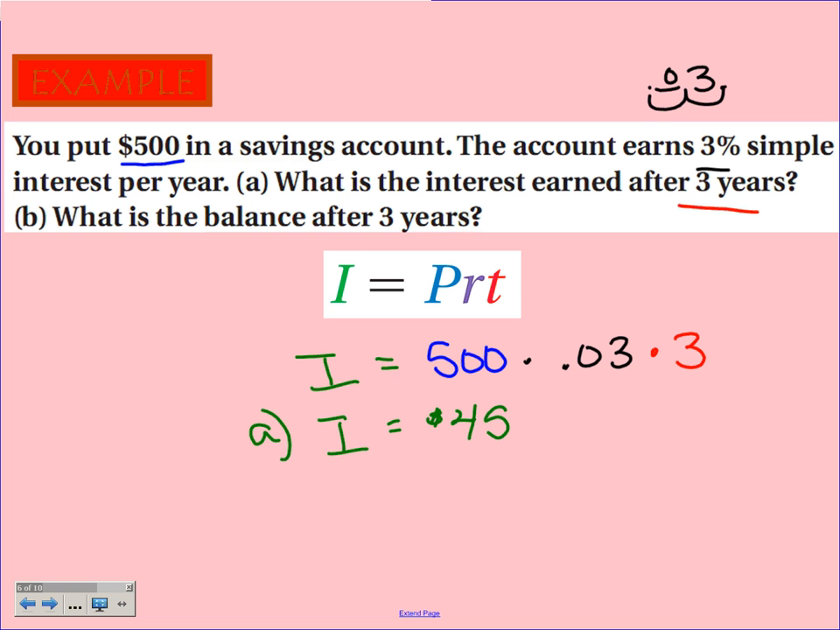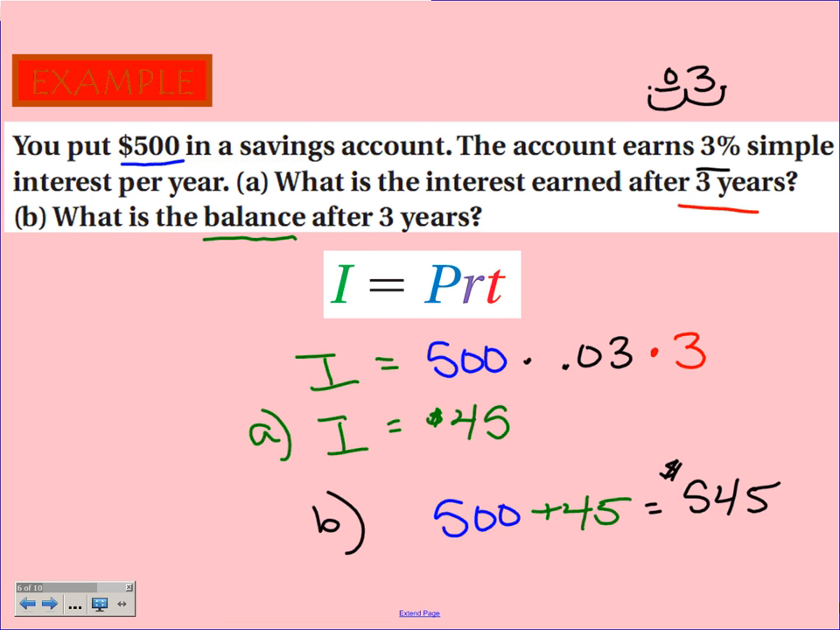What is the interest? The balance, however, includes the principal, so the $500, plus our interest. So we add them together, and our balance is $545. And there's our answer for letter B.